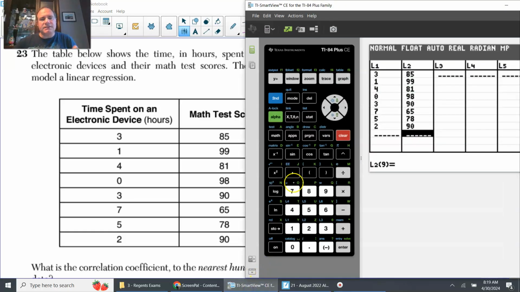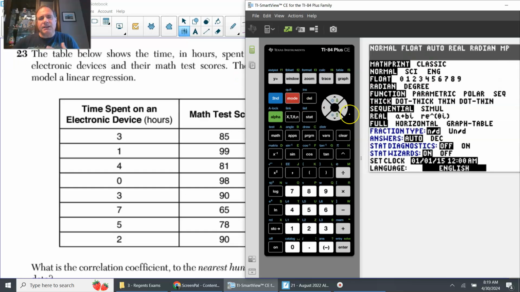So to check to see if correlation coefficient is on, I'm going to press mode, and you see that all the way down it's stat diagnostics. You see that? It's off. So I'm going to go all the way down to that, press to the right and then press enter. And I just want to make sure that it's on now. Now it's on. When you reset the calculator, when they have you reset it at the beginning of the test, it will set stat diagnostics to off by default. So you want it to be on.